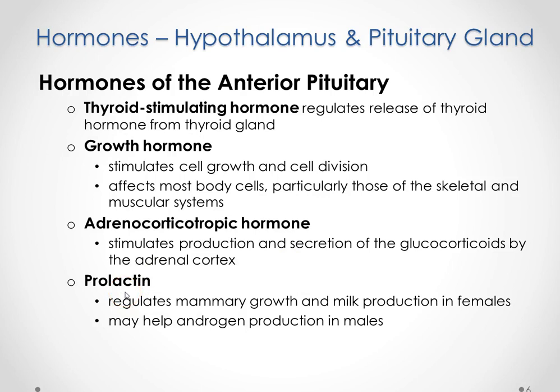Next, we have the hormone prolactin. This is going to regulate mammary growth and milk production in females. It's also going to help with androgen production in males. Androgens are precursors to testosterone. It's what the body forms before it becomes testosterone. So the prolactin is doing different functions for males versus females.